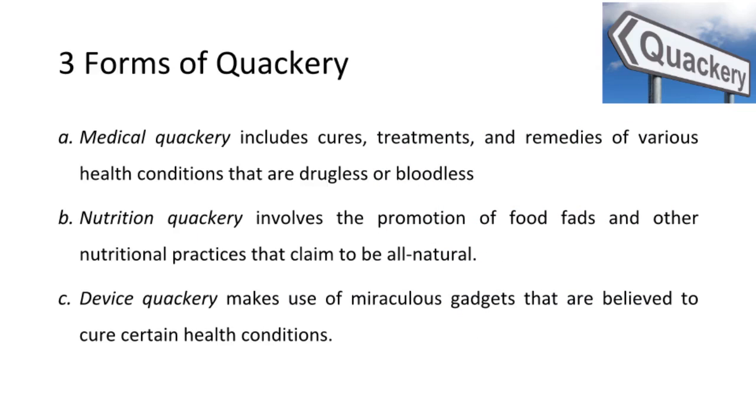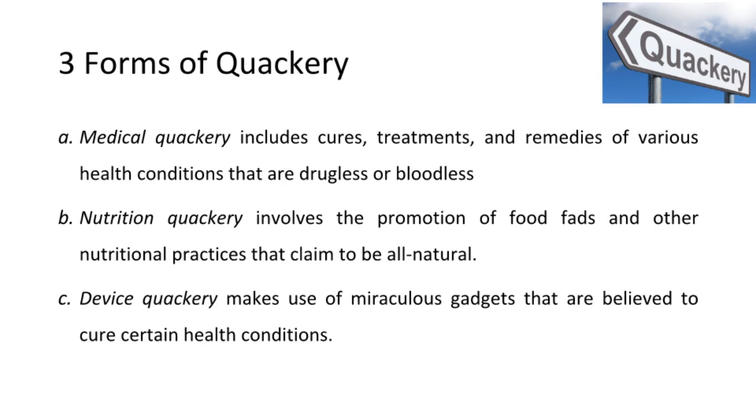Three forms of quackery are: medical quackery includes cures, treatments, and remedies of various health conditions that are drugless or bloodless. Nutrition quackery involves the promotion of food fads and other nutritional practices that claim to be all natural. These are believed to have beneficial properties of multiple plants in one product. Device quackery makes use of miraculous gadgets, such as dials, gauges, electrodes, magnets, and blinkers, that are believed to cure certain health conditions.